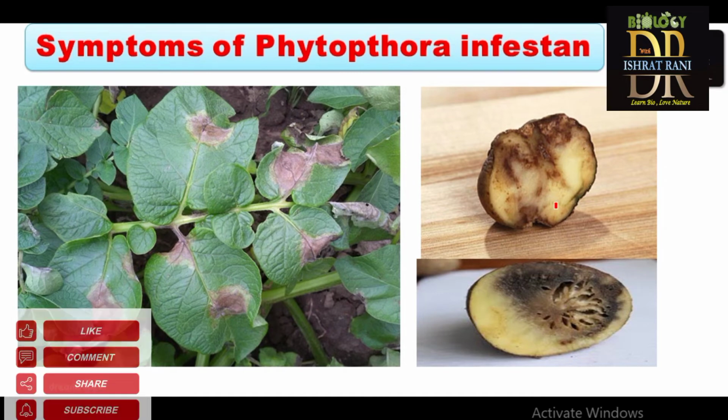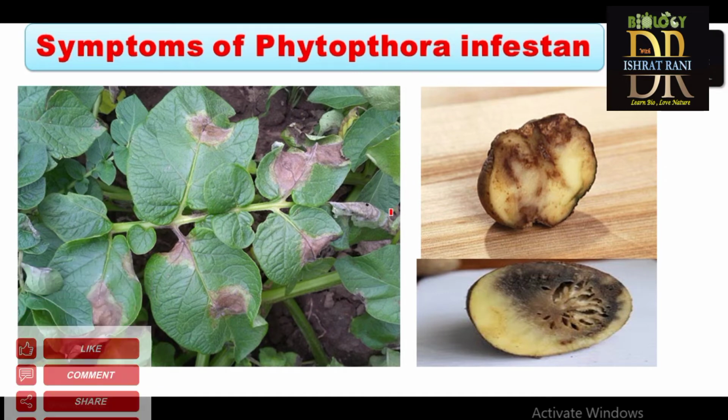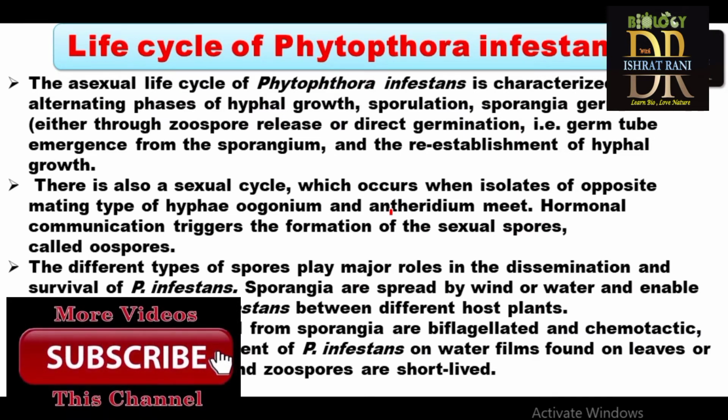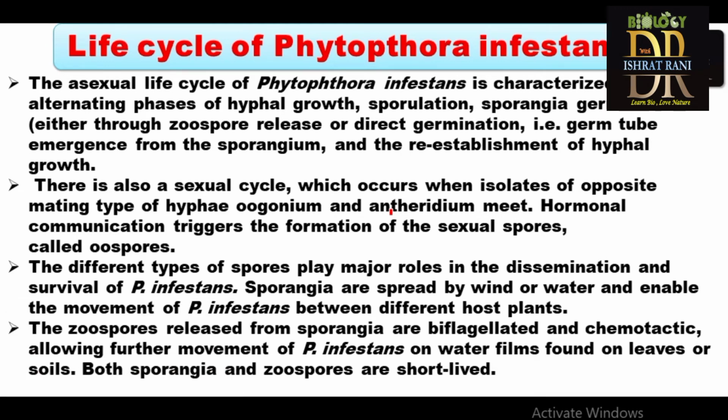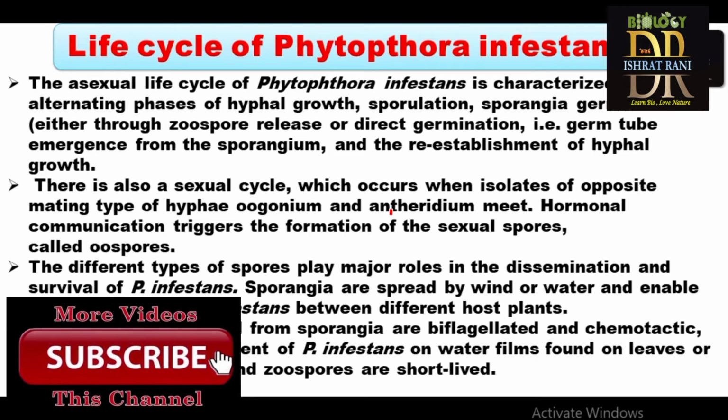This type of symptoms occurs when the Phytophthora infestans affects the potato crop. The life cycle of Phytophthora infestans is characterized by alternating phases of hyphal growth, sporangia, sporulation, and zoospore release, and then reestablishment of hyphal growth.